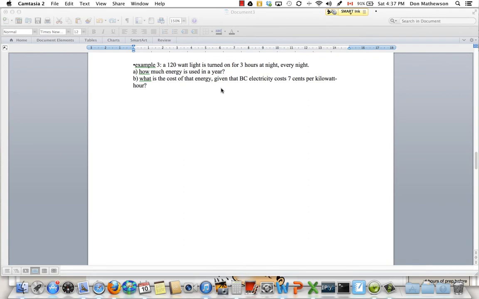Okay, here's another problem for us. Light bulbs are often rated in watts. That just means that, say, a 120-watt light bulb is using 120 joules every second. Let's imagine that you leave that light on for 3 hours at night every single night of the year. How much energy do you use in the year?